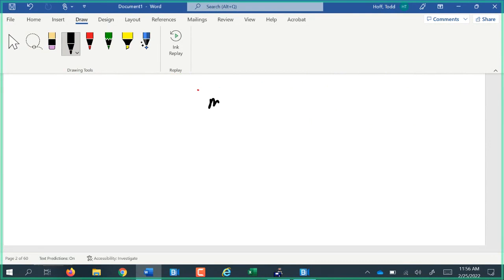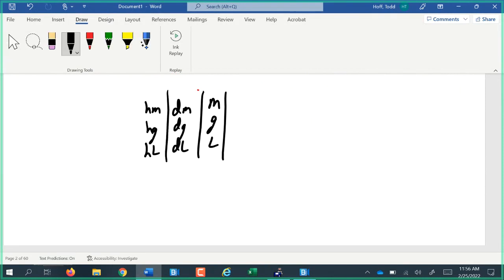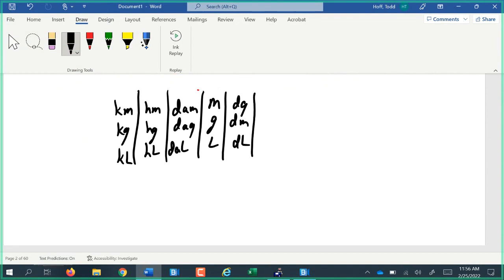If we recall, we had our main unit, meters, grams, and liters in the middle. Going larger, we had deca, so it might be decameters, decagrams, decaliters. Hectometers, hectograms, hectoliters, and kilo. So kilometers, kilograms, and kiloliters. Going smaller, we had deci. Oops. Should put my A in here. This would be decameter, decagram, and decaliter. Deci would be dg, dm, or dl. Centi, centimeter, centigram, or centiliter, or milli.